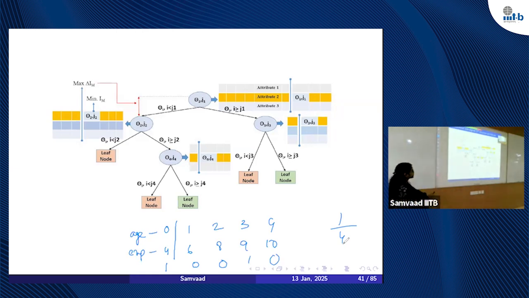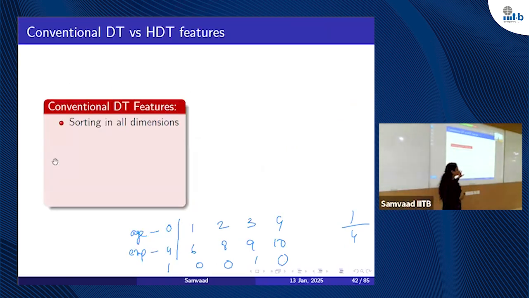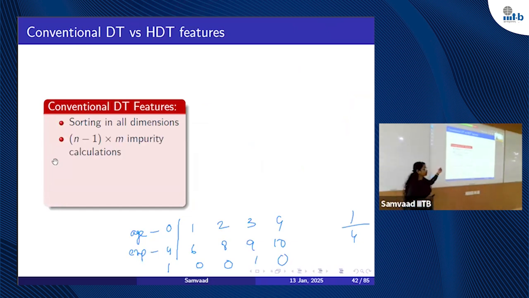So here computation was a little increased, but we got good accuracy, and the computation was less than the conventional DT. In conventional DT, we had to sort along all dimensions, where n is the total number of training data instances and m is the number of features. So these were the number of impurity calculations, which resulted in higher complexity and latency.